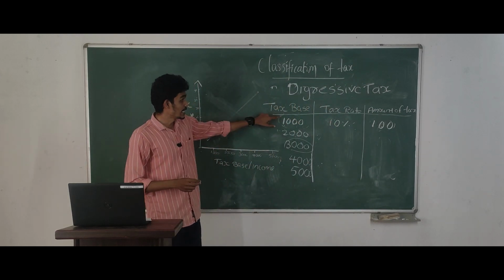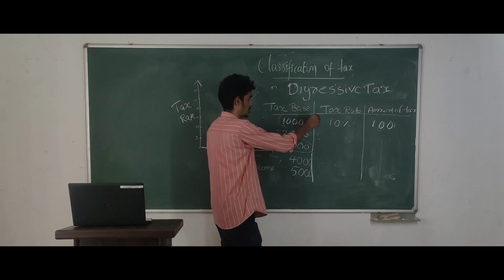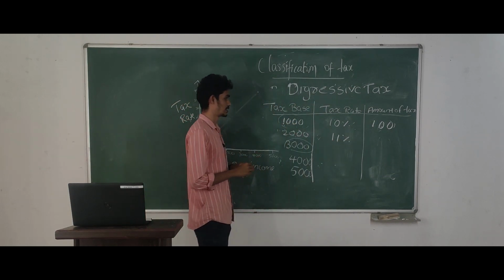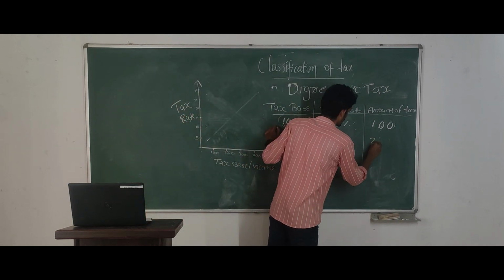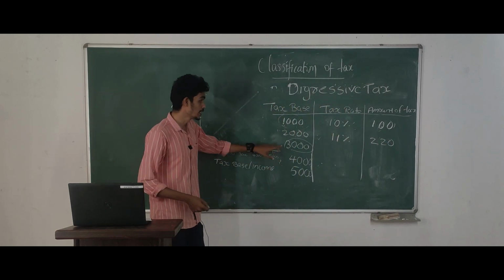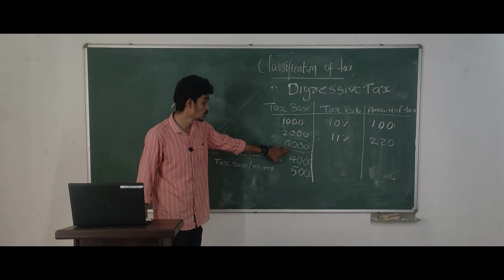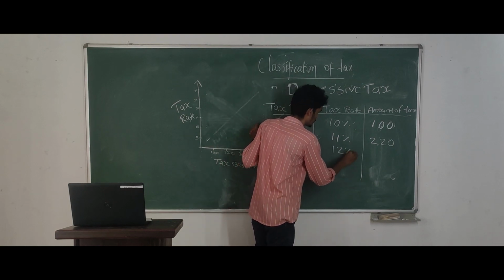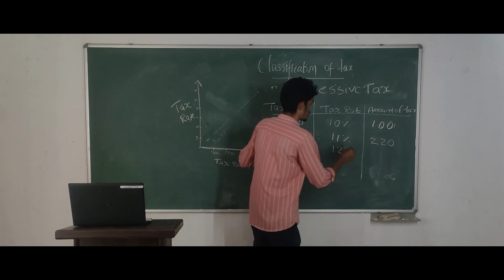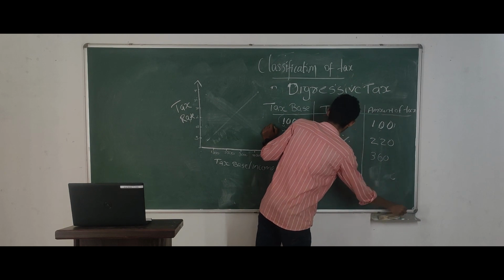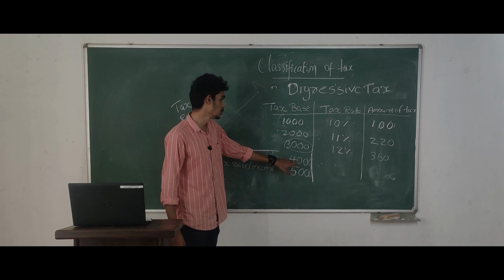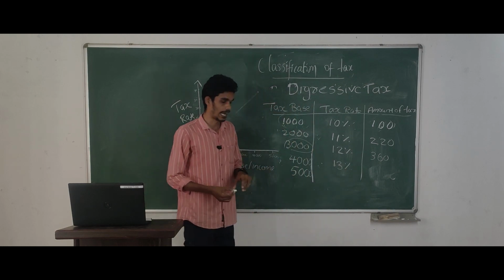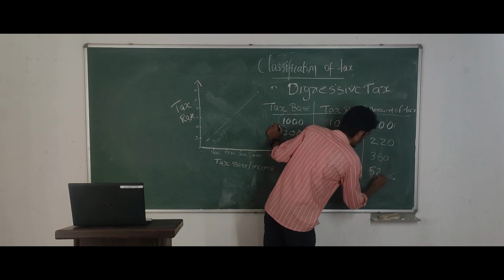Again, income increases from 1000 to 2000. Here, the tax rate also increases from 10% to 11%. The amount of tax is 220. Again, income increases from 2000 to 3000. The tax rate also increases from 11% to 12%. In this case, the amount of tax is 360. Again, income increases from 3000 to 4000. The tax rate also increases from 12% to 13%. In this case, the amount of tax is 520.